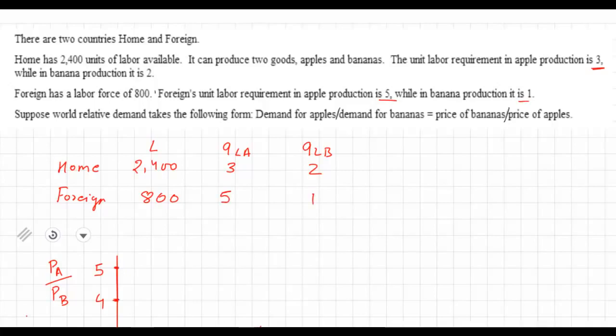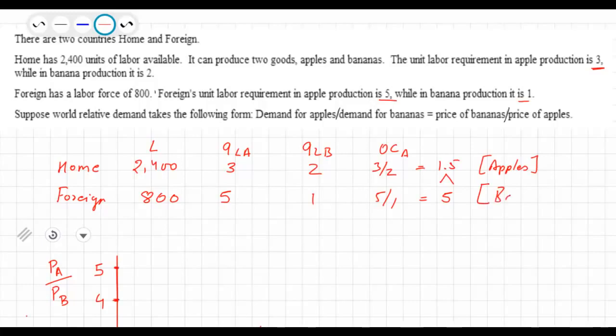Before we go on, let's find out the opportunity cost in the two countries of, say, producing apples. So it's 3 by 2 for the home country and 5 by 1 in the foreign country. So the opportunity cost of producing apples is small in the home country, and the foreign country has a comparative advantage in producing bananas, right?